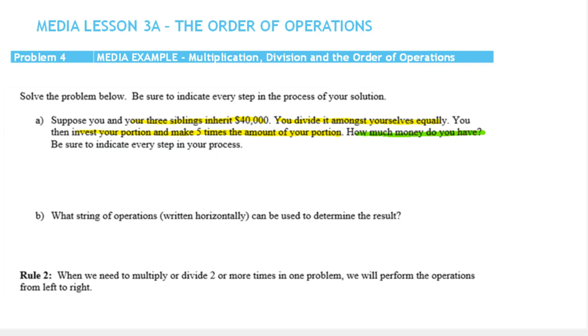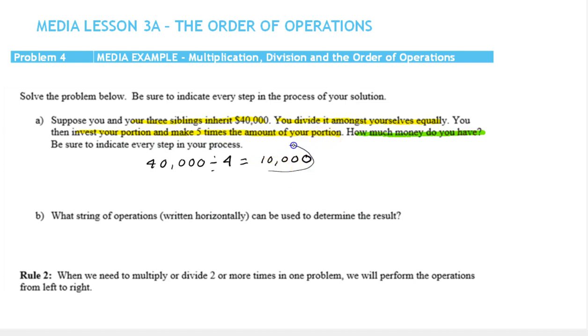Well, you and your 3 siblings, so a total of 4 of you, inherit $40,000 and you divide it amongst yourself equally. So you're sharing it. So we have $40,000 divided among 4 people will be $10,000. Okay, so you could think of this, we didn't have any base blocks that were 10,000 chips, but you could think if we had 4 10,000 chips, each one of you would get one of them, 40,000 divided by 4.